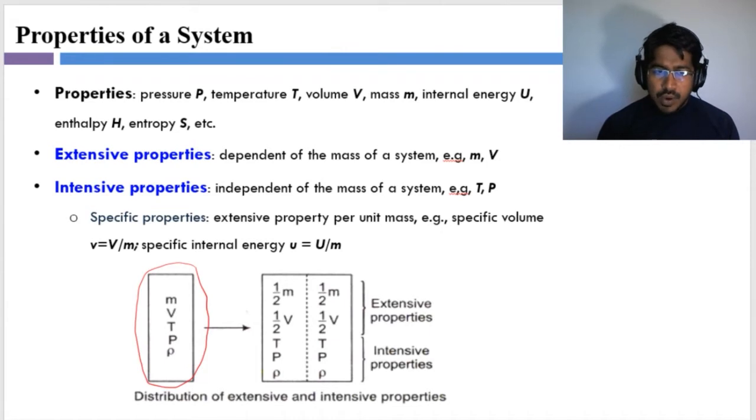Now the mass and volume fit the first definition: they depend on the mass, right? When we divide the system into two, the mass divides into two, and then the volume divides into two. Therefore, they can be called extensive properties, but we cannot call temperature, pressure, and density extensive. Let's see whether they fit the intensive property definition. Intensive properties are independent of the mass of a system, which means if we divide the system into two, these properties do not change their value. So temperature, pressure, and density are intensive properties.